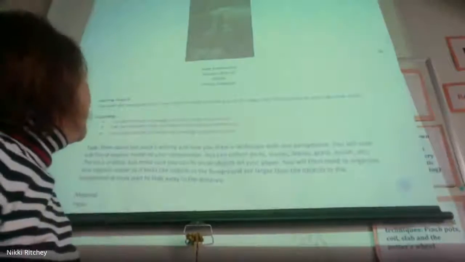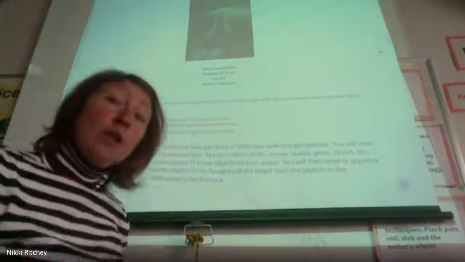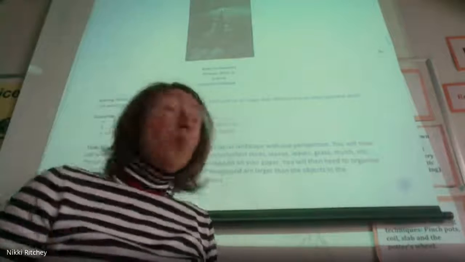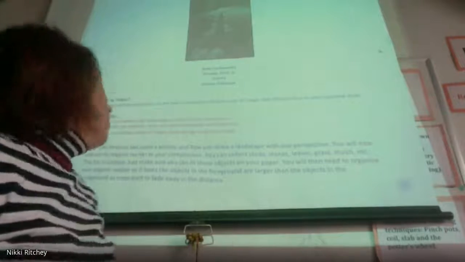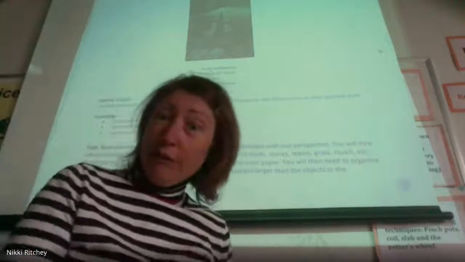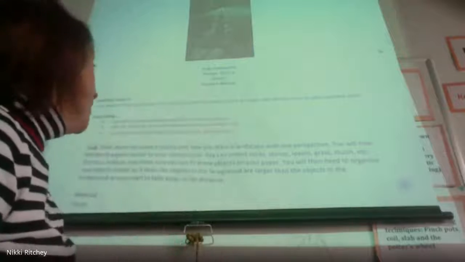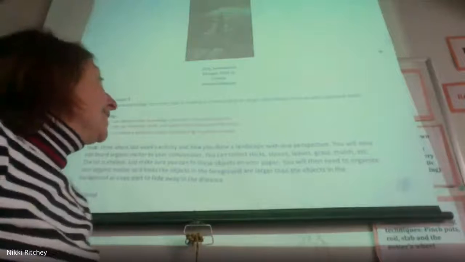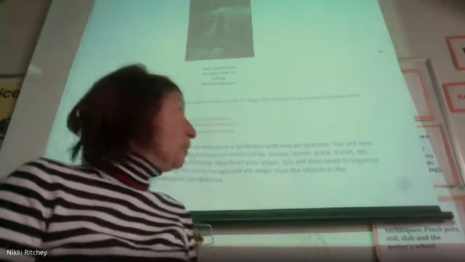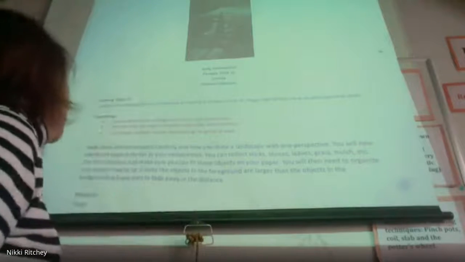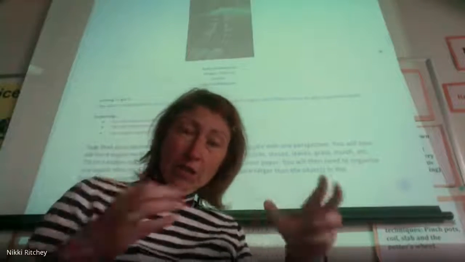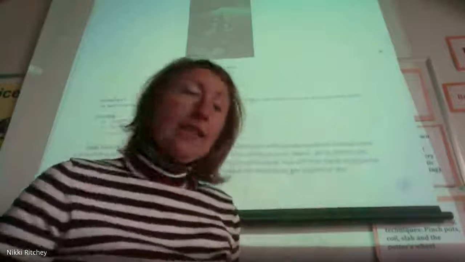All right, so let's think about last week's activity, which we just reviewed. Think about how you drew the landscape with a one-point perspective. You will now go out and you'll forage or find some organic material that you're going to add to your composition. You can collect sticks, stones, leaves, grass, mulch, whatever you can find that's organic, and you're going to assemble those objects into your landscape.